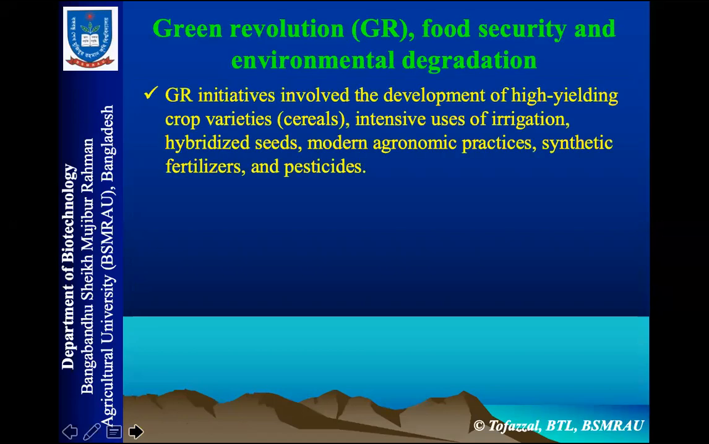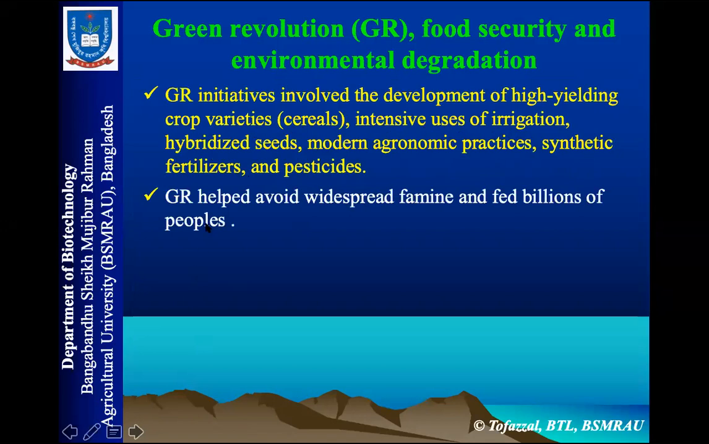Green revolution, as I mentioned, initiatives involve the development of high-yielding crop varieties, intensive use of irrigation, hybridized seeds, modern agronomic practices, synthetic fertilizers, and pesticides. These are the major initiatives of the green revolution. And the green revolution helped avoid widespread famine and fed billions of people, because before the green revolution, famine was common, and many people died due to starvation.